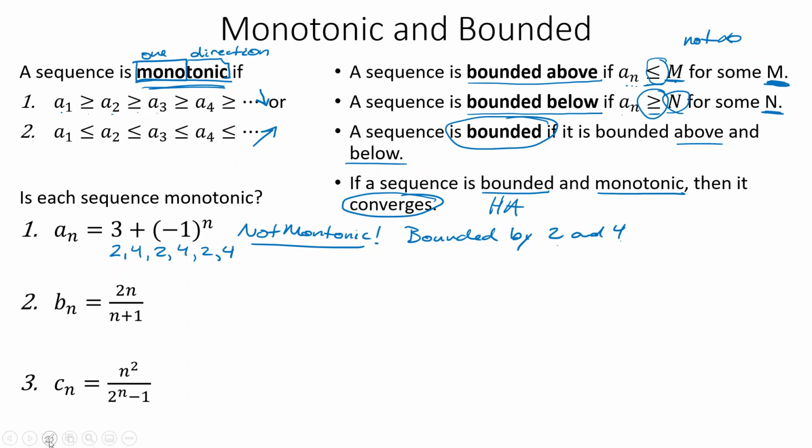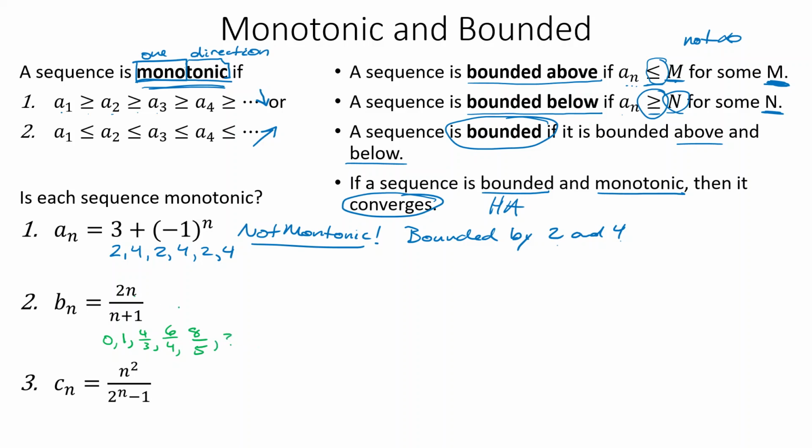All right, how about B? So I'll switch colors here for each one. Is this guy monotonic? Well, we could plug in numbers and see what happens. Like if we plug in, say, 0, we get 0. If we plug in 1, we've got 2 over 2, so that's 1. If we plug in 2, it would be 4 over 3. If we plug in 3, it'd be 6 over 4. It looks like it's getting slightly bigger here. If we plug in 4, it would be 8 over 5. I think this is still getting bigger, but it's tough to tell.